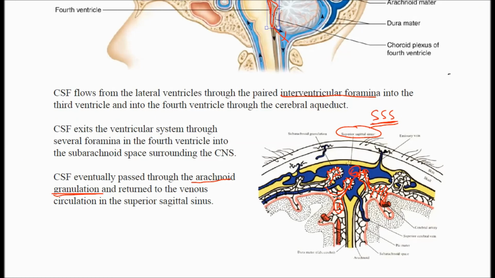You can also appreciate that this superior sagittal sinus is formed between the two layers of the dura mater, the periosteal and meningeal dura mater layers. Okay, so that's it for this mini lecture: blood circulation, meninges and the ventricular system.